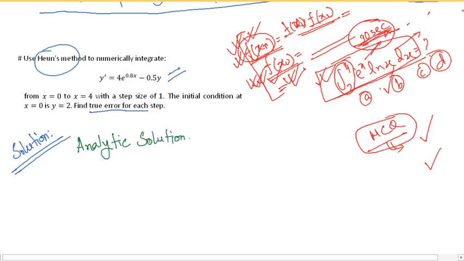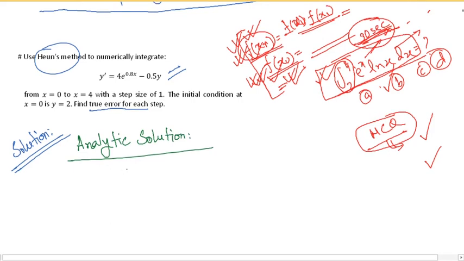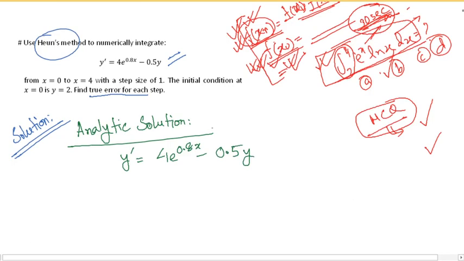Now I need the concept of the mathematical course. y prime equals 4 e to the power 0.8x minus 0.5y. Now this is an ODE. Now what we'll have to focus on is whether it is separable or non-separable. I hope this is separable, and you know this is separable, so we can rewrite this with all y on one side and x on one side.